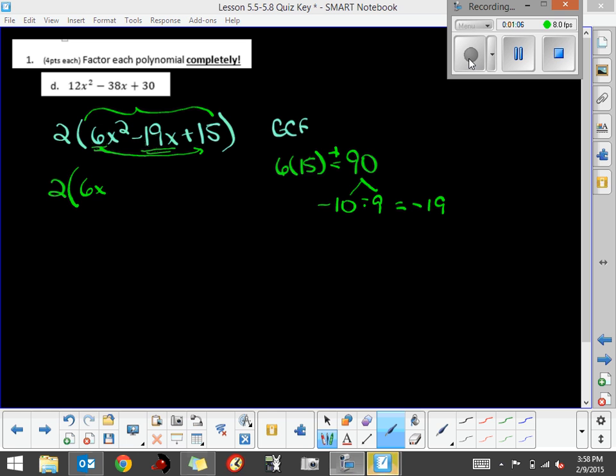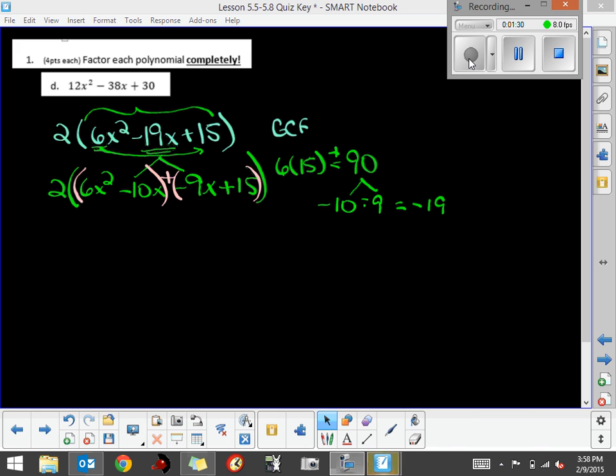We got a 6x squared. What we're doing is we're breaking up this negative 19x into a negative 10x and a negative 9x plus 15. And now we're going to factor by grouping. So I'm going to use a different color here. I want to group the first two, then I want to group the second two. And remember, we always want this to be positive in between, so I'm going to go plus, and put a negative 9x plus 15 in parentheses.